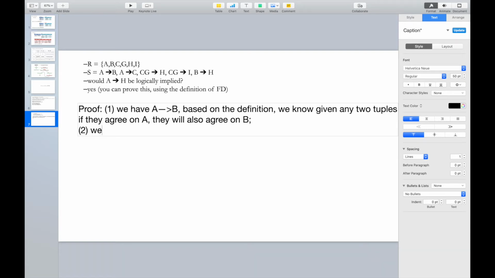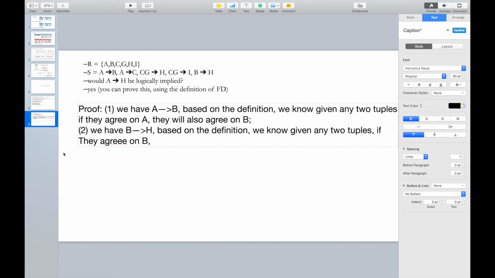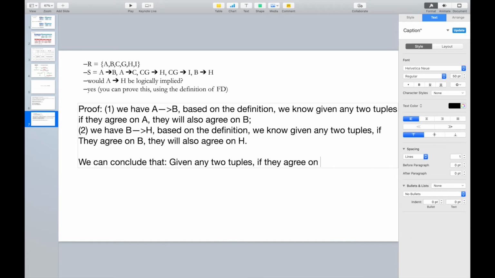The second part is we have B implies H, and also based on the definition, we know given any two tuples, if they agree on B, they will also agree on H. And based on these two cases, we can conclude that given any two tuples, if they agree on A, they will also agree on B. This is based on A implies B.